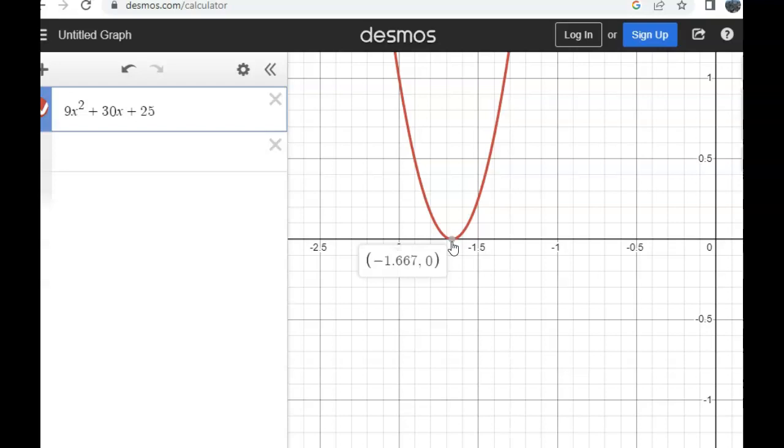But that's visually what we are finding out. Where does that parabola cross the x-axis? In this case, there's just one solution because the vertex is on the x-axis. Often there's two solutions, but when you have the vertex on the x-axis, there's just one solution, that one point where the graph of the parabola crosses the x-axis.